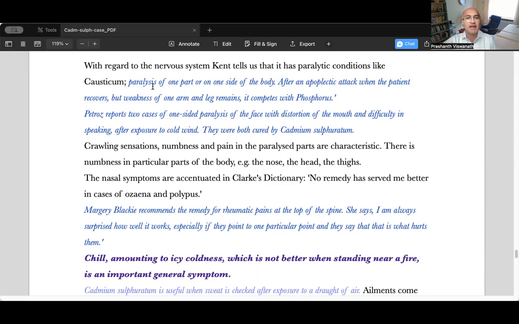You see, for example, paralysis of one part of one side of the body. And again, he says, after an apoplectic attack, when the patient recovers, but weakness of one arm and leg remains, it competes with phosphorus. Now, Pedrotes reports 2 cases of one-sided paralysis of the face with distortion of the mouth and difficulty in speaking after exposure to cold wind. Now, again, you see cold because there is already very little vital energy here because of the loss of fluids, because of the escape of blood. And with more cold, the patient obviously goes into a crisis.